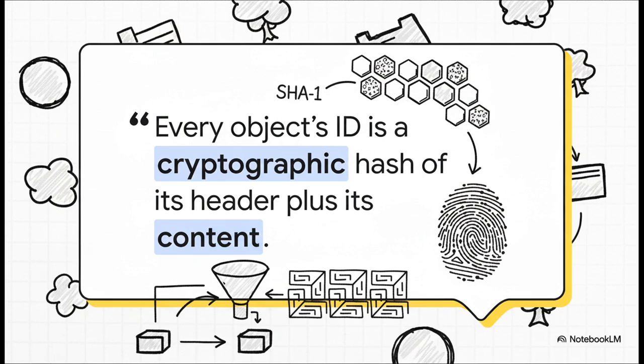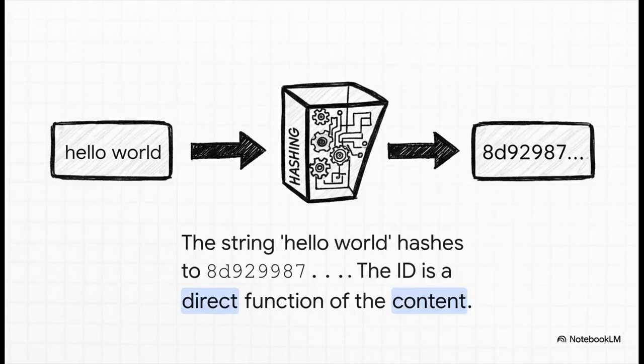This is what it means when people say Git is a content-addressed file system. The content is the address. Let's make that real for a second. If you take the simple string hello world and run it through Git's hashing logic, you get this exact 40-character hash. It's completely deterministic. The same content will always produce the same hash.